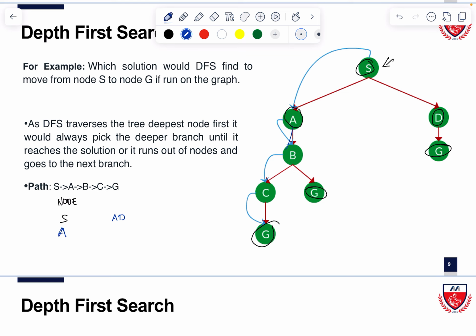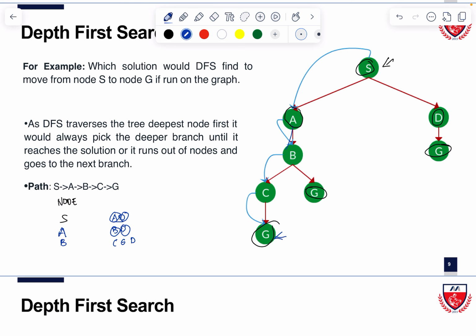Okay? So si A, so after visiting S, we have A, D as the children, and now we visit the leftmost, which is A. A has a children of B, right? And we have unvisited node of D here. And then we visit the leftmost, which is B. Okay? B has a children C and G. And then we have not visited D, so let's put that because we can visit that later on.